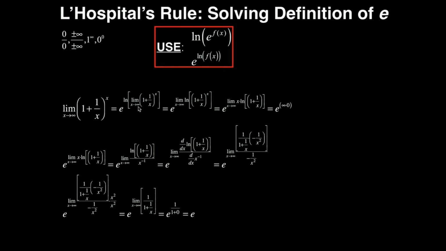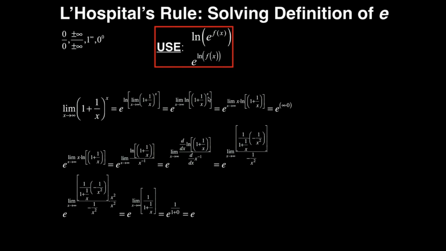But I do something really interesting. Whenever I take the natural log of a limit, that's the same as taking the limit of the natural log, because the natural log is a continuous function. So I can actually pull this limit outside of the natural log, as I have here. So this second step is the same as e to the limit as x goes to infinity of the natural log of (1 + 1/x) all raised to the x power.